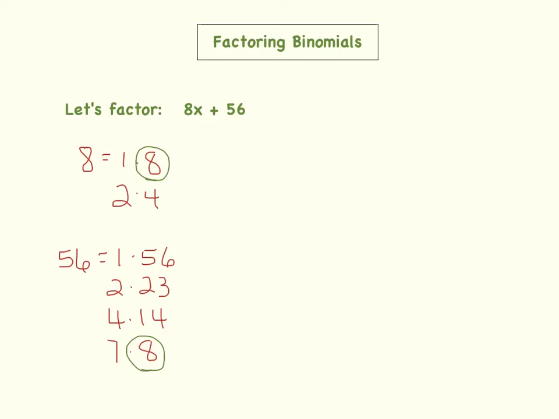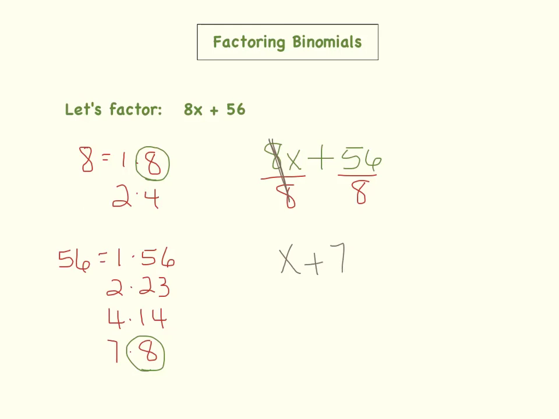So after you find your GCF, or your greatest common factor, you're now going to divide each term by that GCF. So we had 8x plus 56, and our GCF is 8. So we're going to divide each term by 8. And so when we do that, 8x divided by 8 is going to be x, because these cancel out. And then 56 divided by 8 is 7.